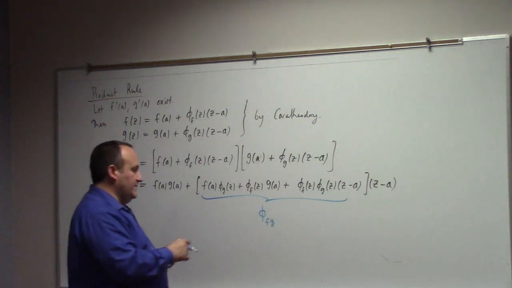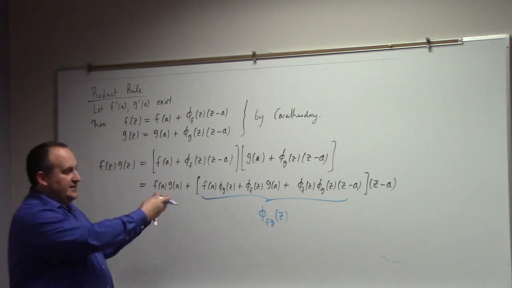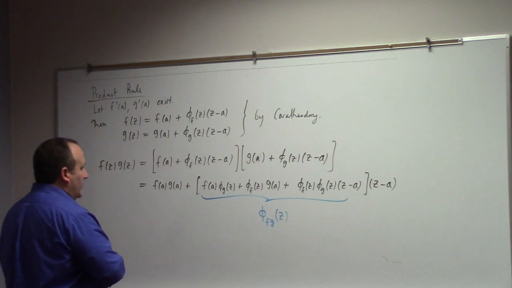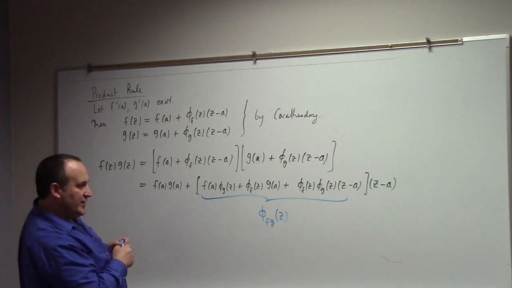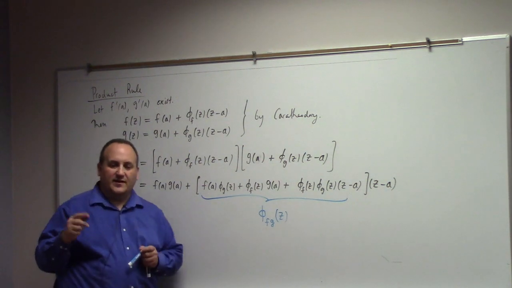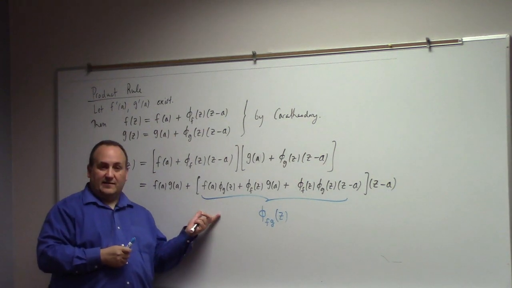It's literally phi f g of z. Now, does that work? Is that a continuous function? We don't have to think about continuity everywhere. We think about continuity at A. Is this continuous at A?